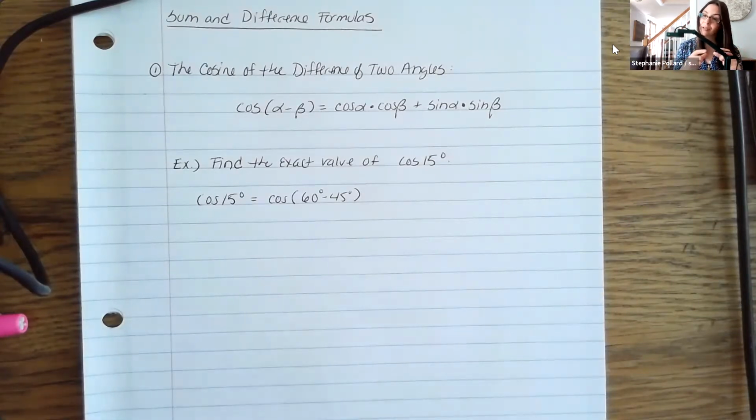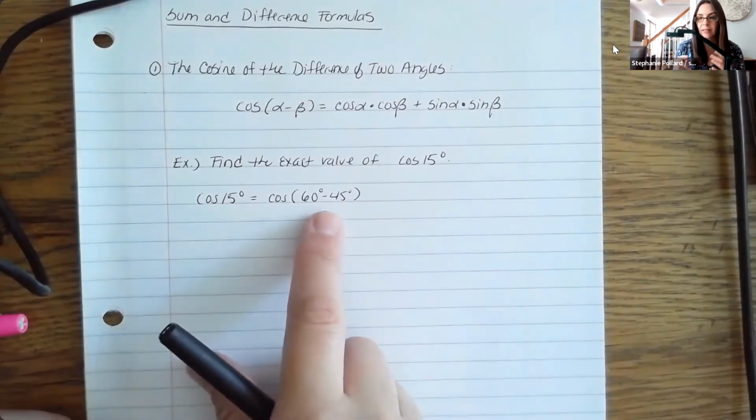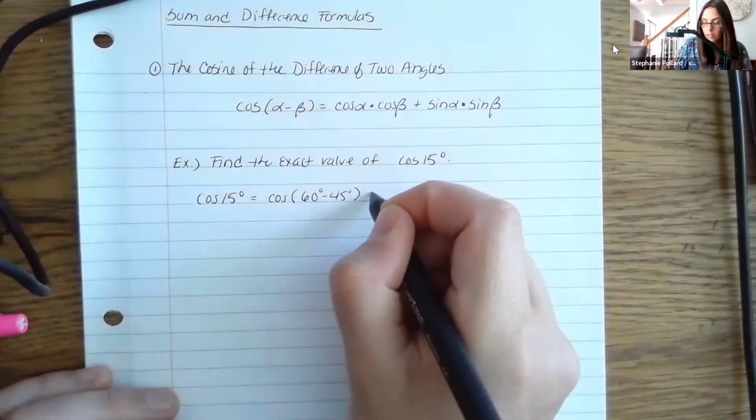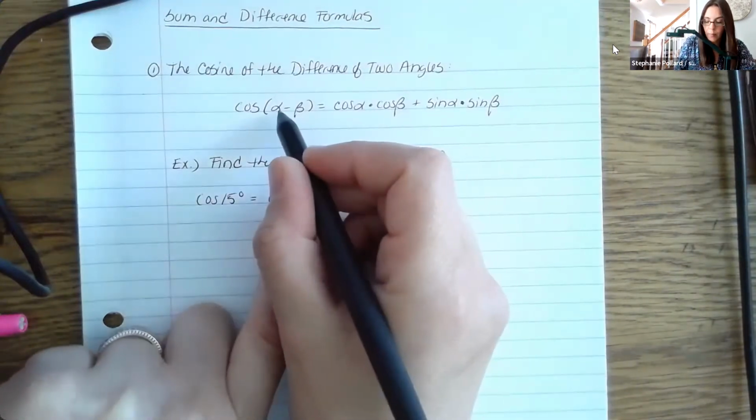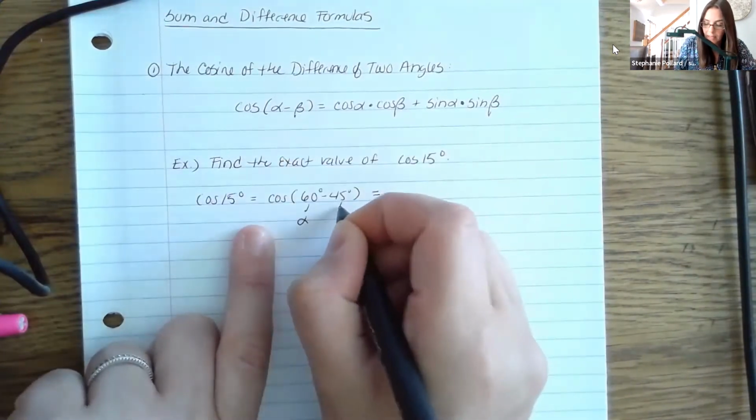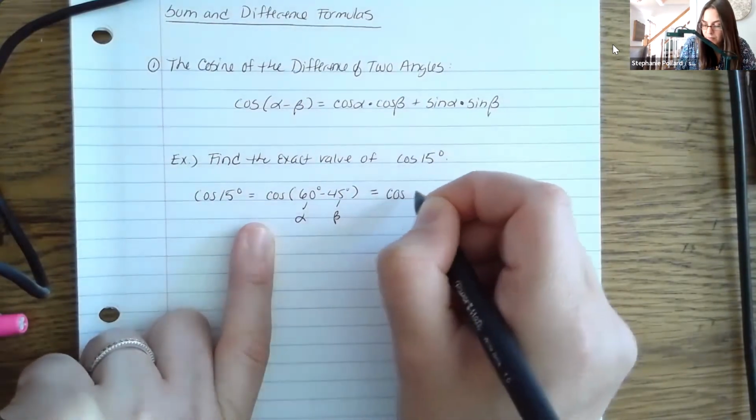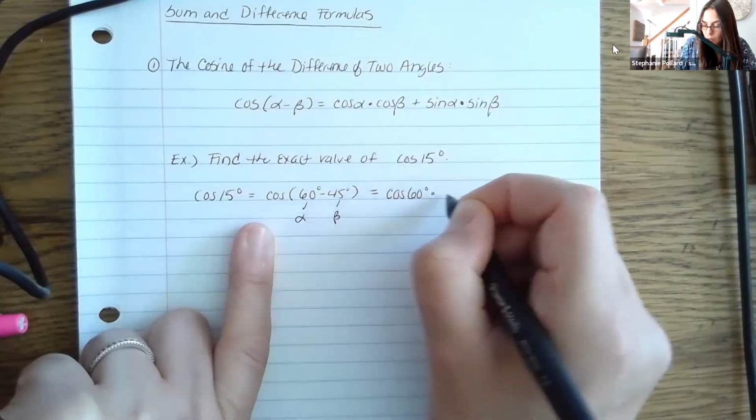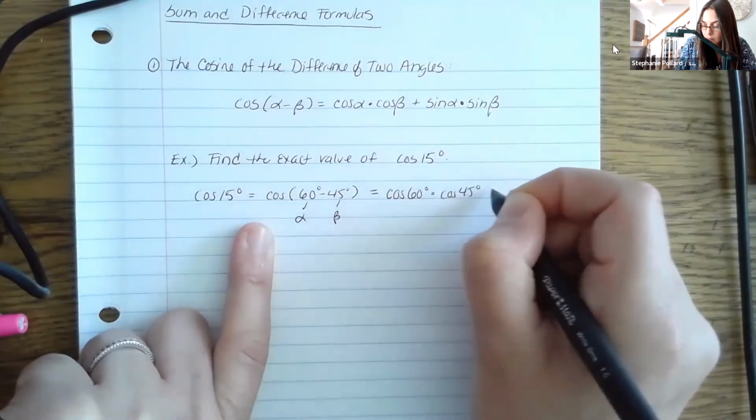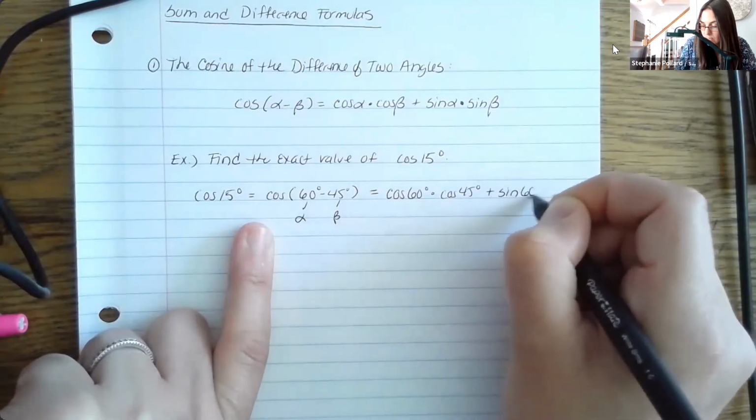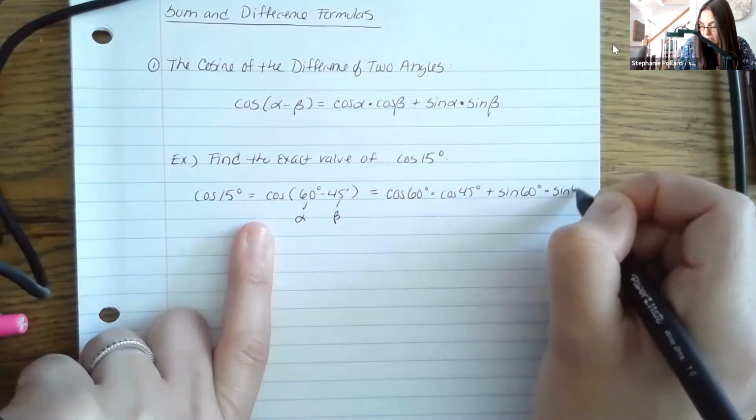If you don't know, take out your little cheat card with all those values on it and keep it handy for you. So when you use these formulas, you really want to find the angles that you know and see if you can get it to work. So that's why we chose 60 and 45 and not something different. So in this case, our alpha is the 60 and our beta is the 45. So I'm just going to use the formula. So this becomes cosine of 60 degrees times cosine of 45 degrees plus sine of 60 degrees times sine of 45 degrees.